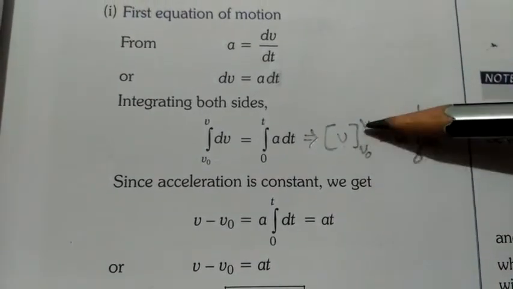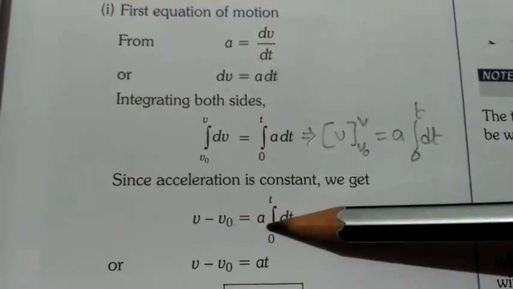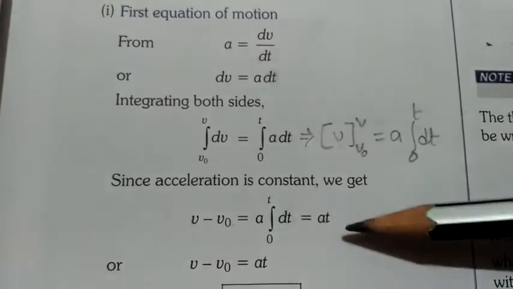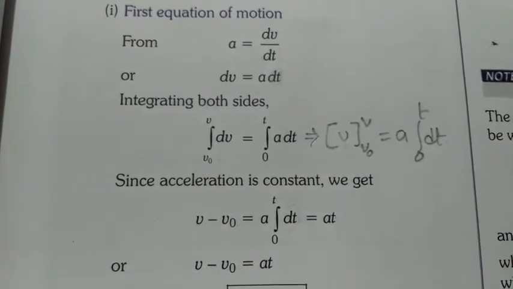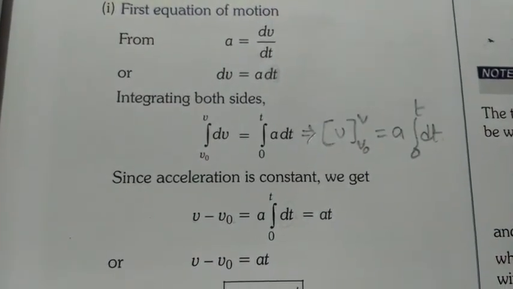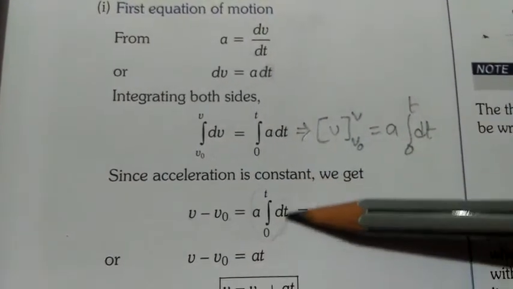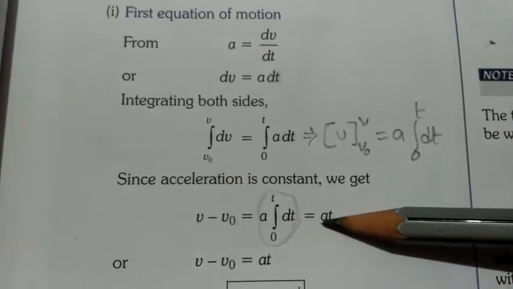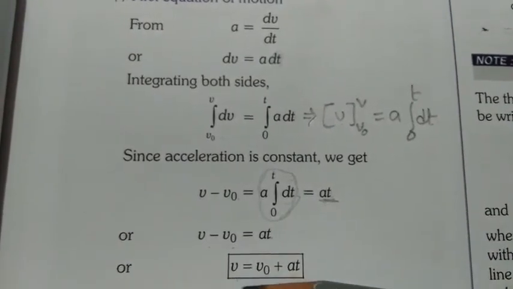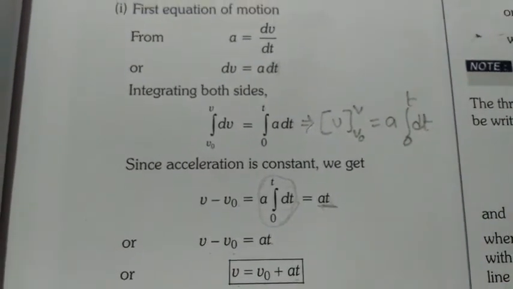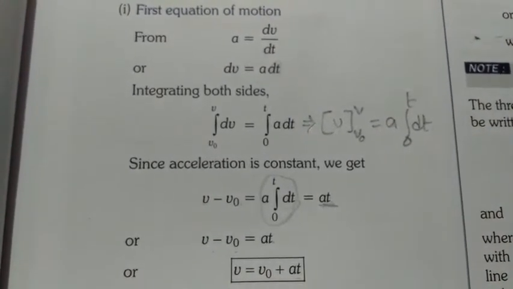Okay, then by applying upper limit minus lower limit, we get v minus vo equals a dt. Now integration of dt will be t only. When we apply that formula, upper limit minus lower limit, it will be t minus 0, so the 0 term will become 0. So we will have only at. So v minus vo equals at, or we can write it as v equals vo plus at. Like this, we have derived our first equation of motion by the calculus method.